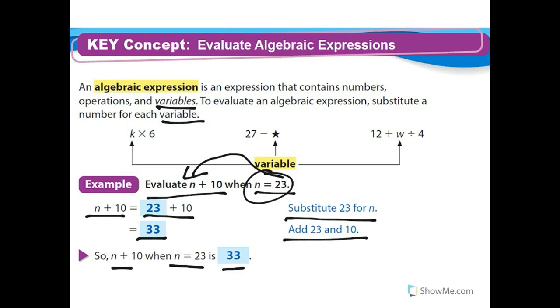Now look, n's not always going to equal 23. Please understand that. It's just in this one, the variable is n and it can vary. It can change its value. That's why it's called a variable. And in this part, it's 23. How do we know it's 23? We're just given that value. When you're given the value, you just replace the variable with the value.